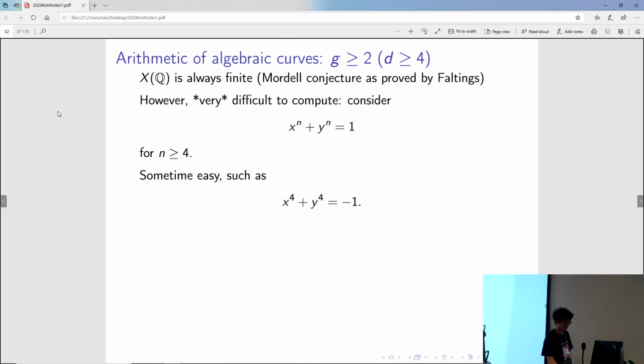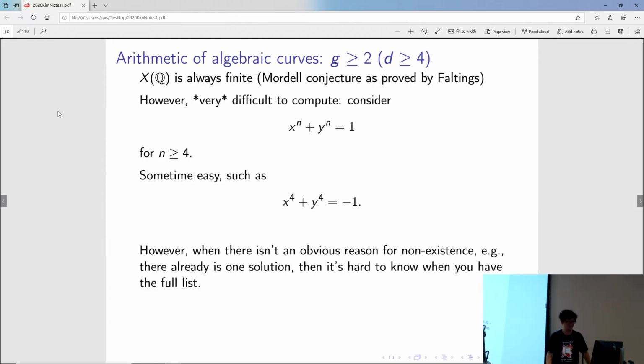Sometimes it's very easy, of course, depending on what the curve is. So here you can easily see that there are no points, and it's easy to cook up also p-adic versions of this, where you use p-adic criteria. So here there are no rational points because there are no real points, and there are p-adic versions of examples like this. But the general problem, for example, even for examples where there isn't an obvious reason for non-existence.